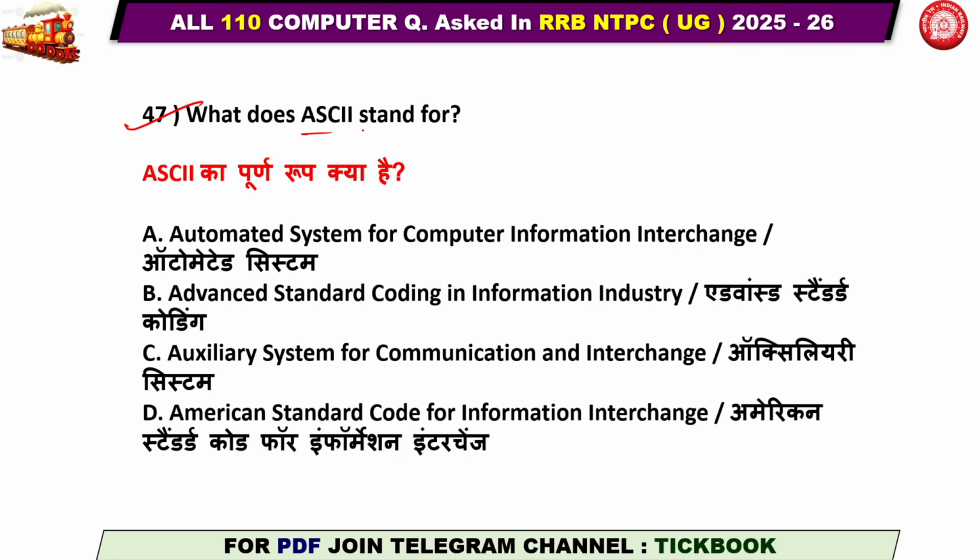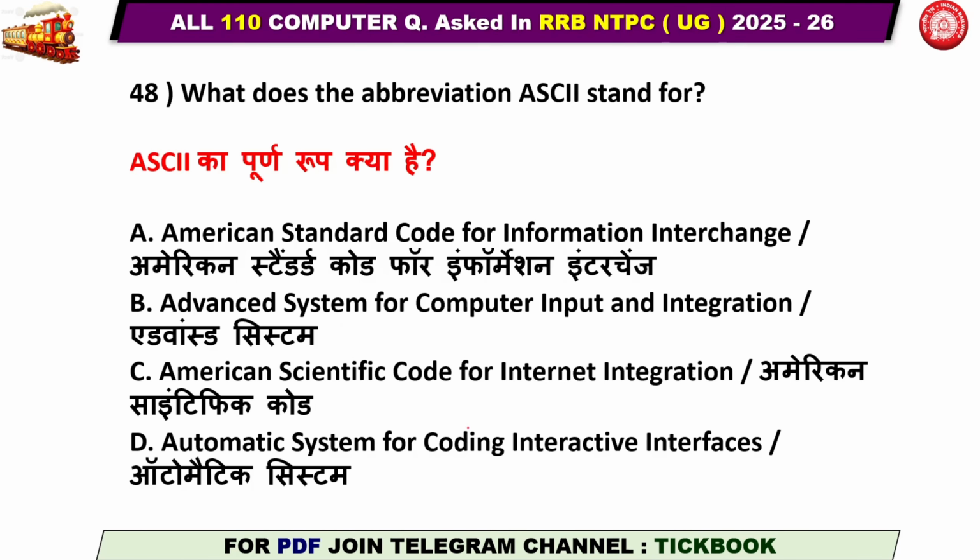47. What does the ASCII stand for? I think it's a repeated question. Option number D is the right answer. American Standard Code for Information Interchange. Again, it's repeated. Sorry for that.